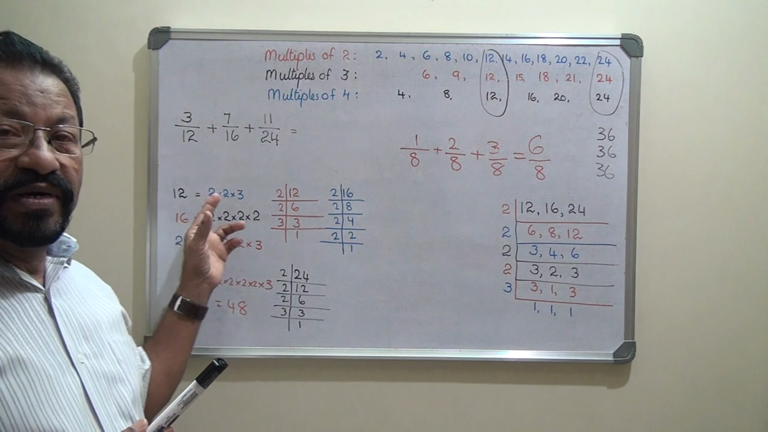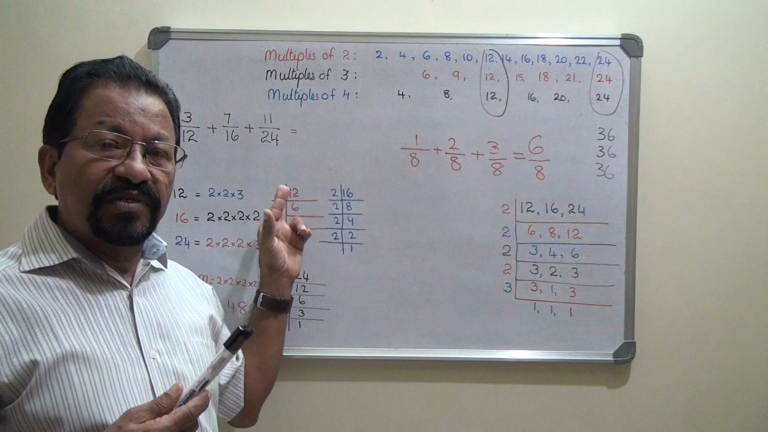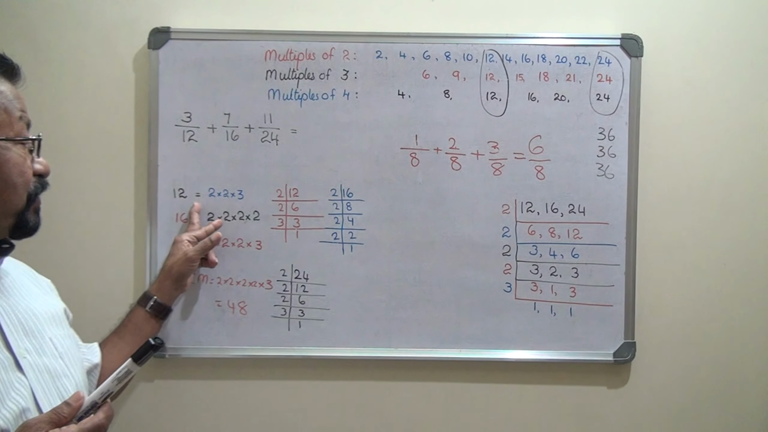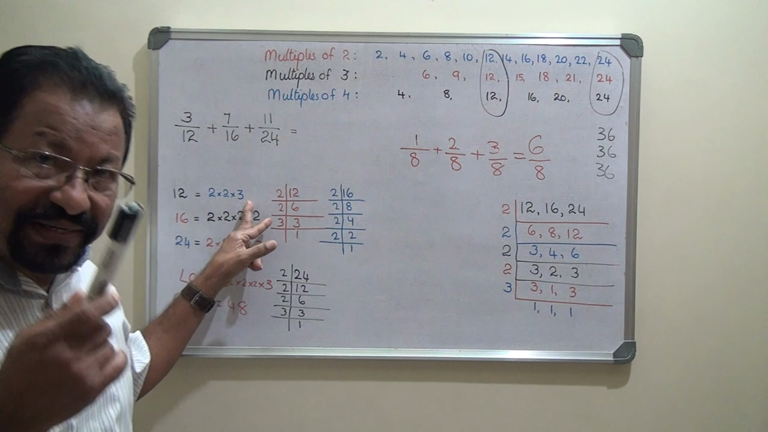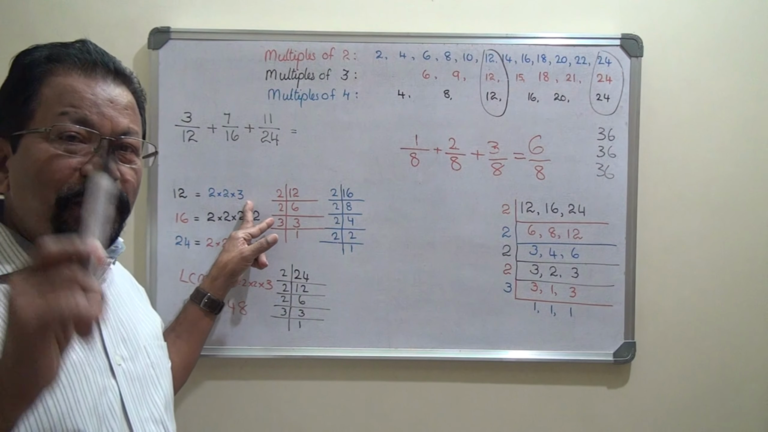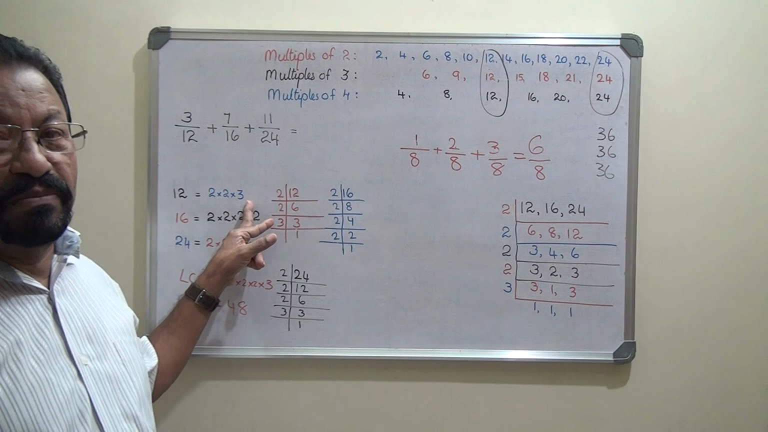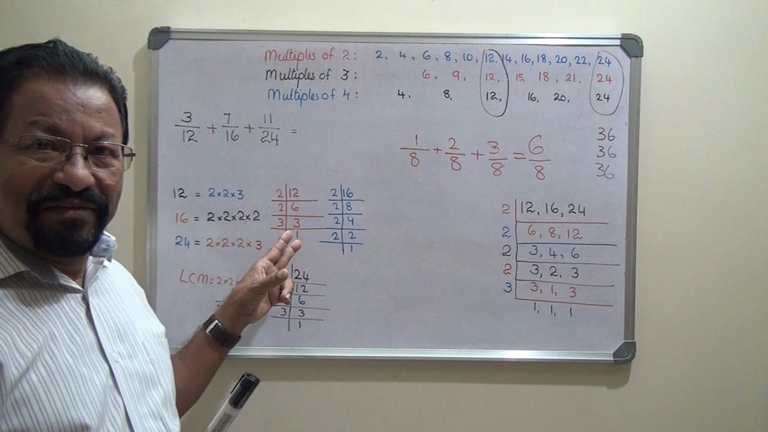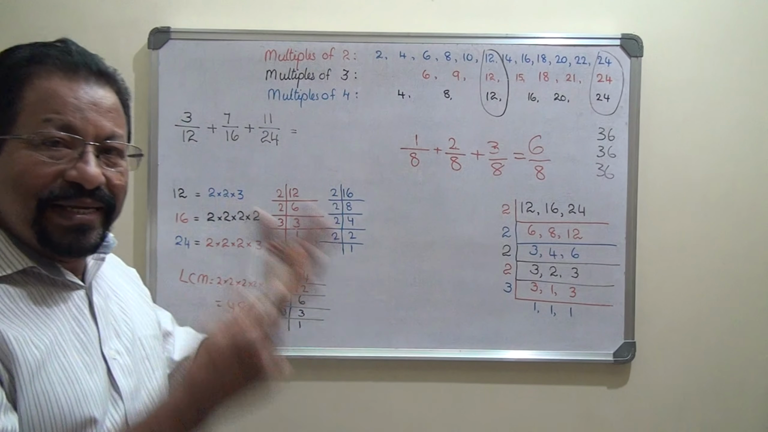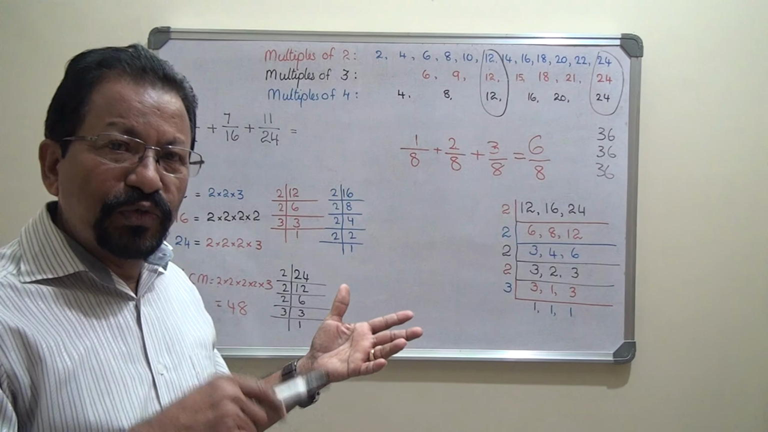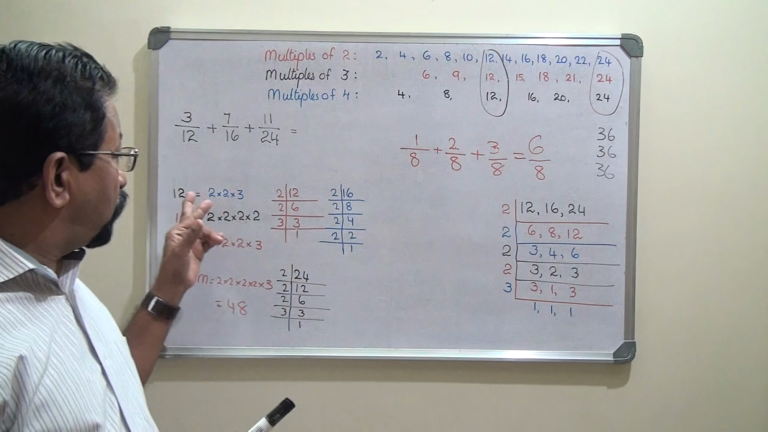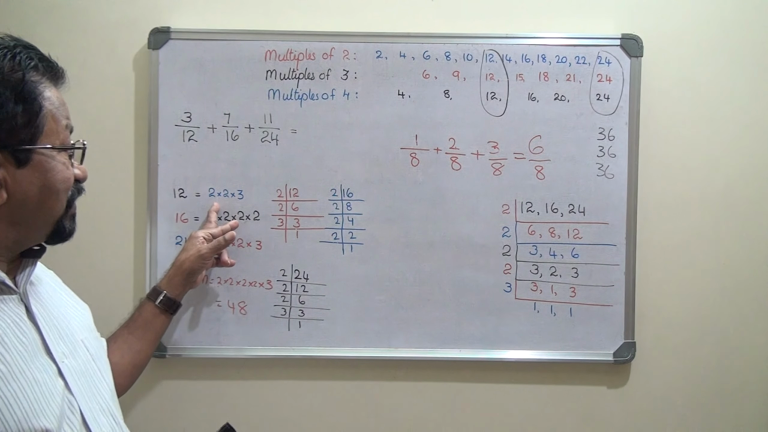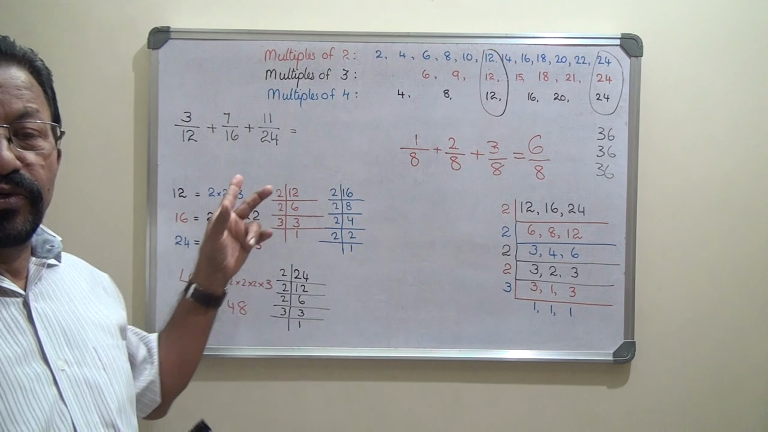What are the prime factors of 12? 12 is equal to 2 into 2 into 3. Prime factors means it cannot be divided further into smaller numbers. Because if I write 12 is equal to 4 into 3, it is not prime factors, since 4 can again be divided into 2 into 2. So the prime factors of 12 are 2 into 2 into 3.